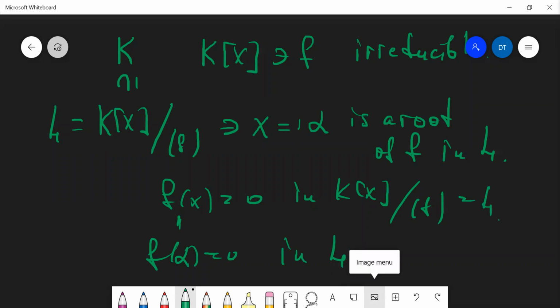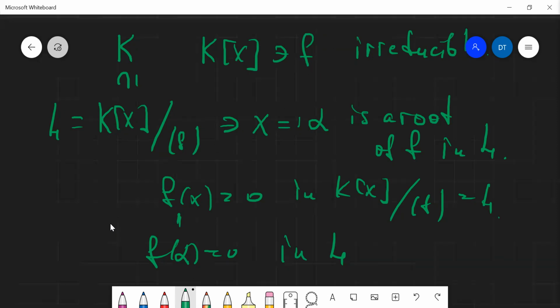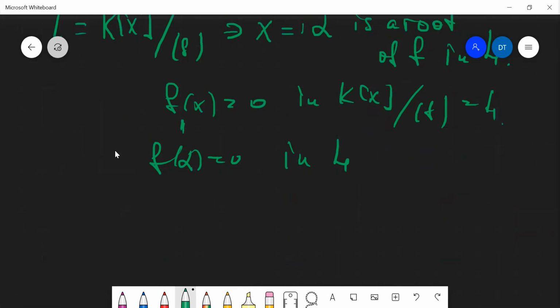So not only can we construct a larger field, but we produced a field with a root for a specific polynomial. So now we have the following procedure. If we have a field and we have an irreducible polynomial, we can find a larger field where this irreducible polynomial has a root. For example, this is exactly the way the field C was produced. So what is the field of complex numbers?